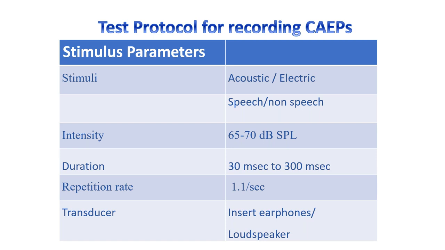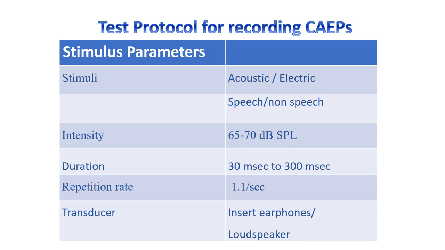The intensity of the stimulus will depend on the purpose. Since, as I said, we rarely use cortical auditory evoked potentials for threshold estimation, we always use it at supra-threshold level. Generally the choice of intensity is around 65 to 70 dB SPL. The duration of a good stimulus for cortical potentials would be between 30 milliseconds and 300 milliseconds. The preferred repetition rate is 1.1 per second, or at maximum we can go up to 3 per second, since we're using a lesser analysis window.